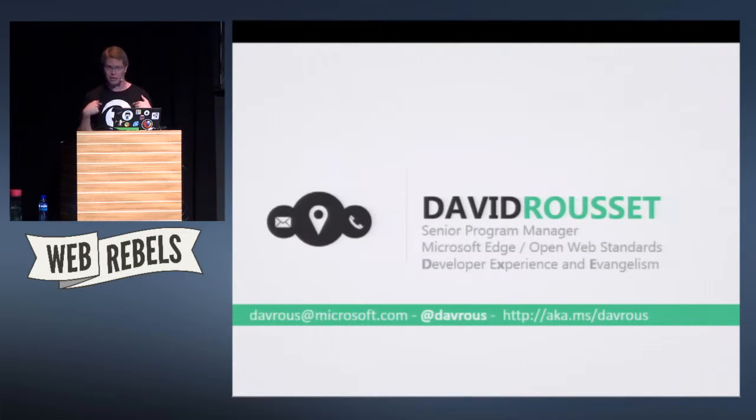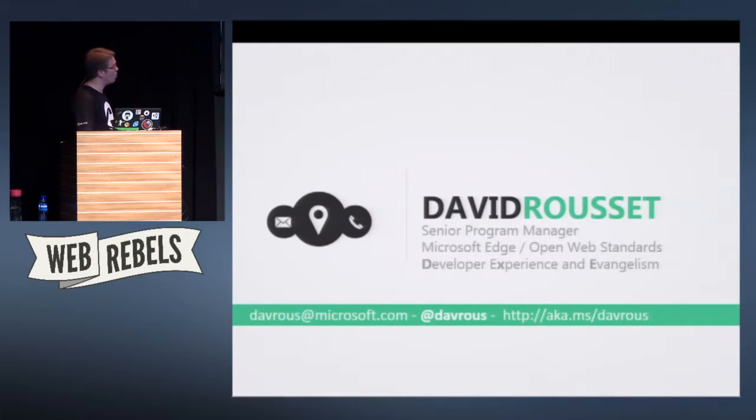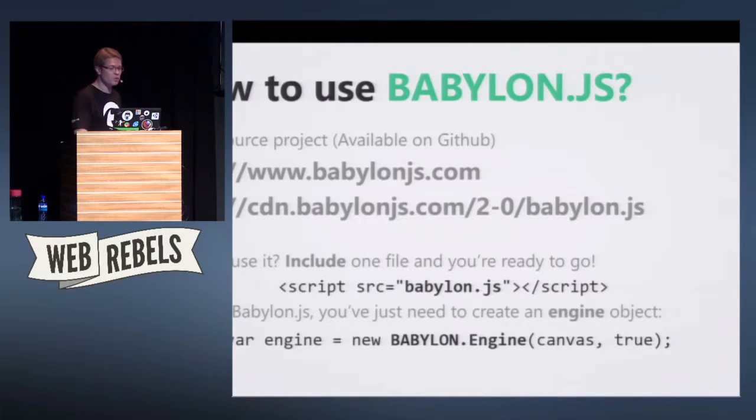So I know you don't like the new logo, but everybody wants my T-shirt, so I don't really understand what's going on. I'm working mainly on web standards as a program manager. You can ping me on Twitter if you'd like to ask some questions about WebGL, WebAudio, or Microsoft Edge in a general manner. So let's talk about Babylon.js.